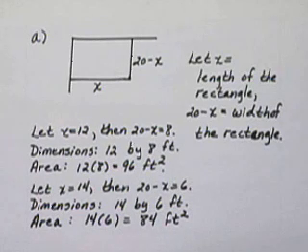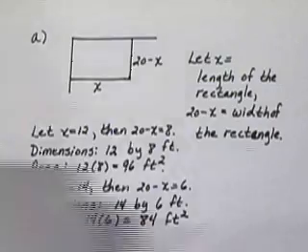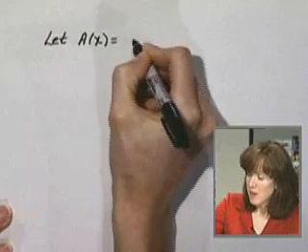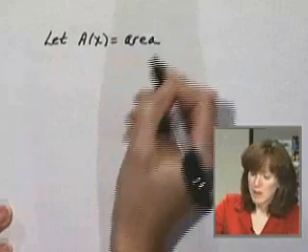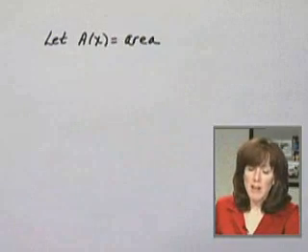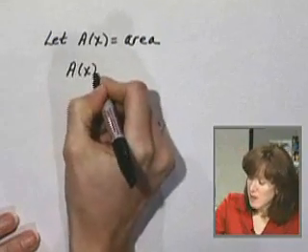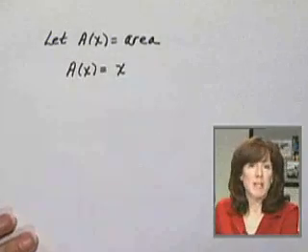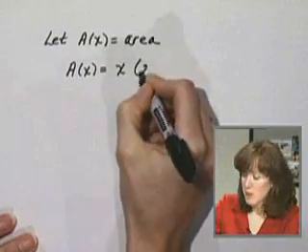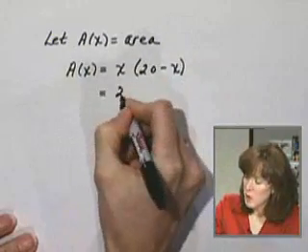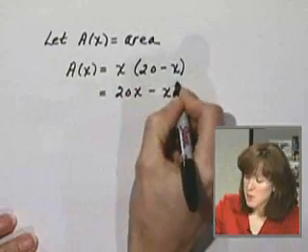So what we'll need to do is to come up with a function that represents the area. So if we let A of x equal the area of that rectangle, when the length of the rectangle is x feet, then we would have A of x equals the length, which we define to be x, times the width, which we define to be 20 minus x. And we can simplify this. So we would have 20x minus x squared.